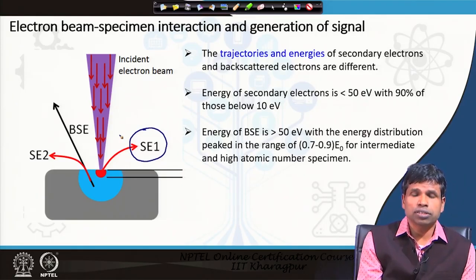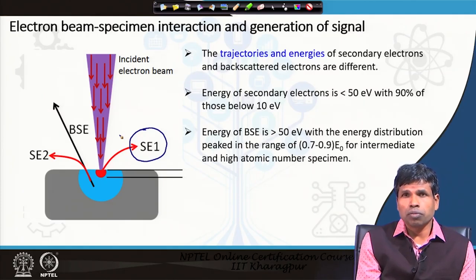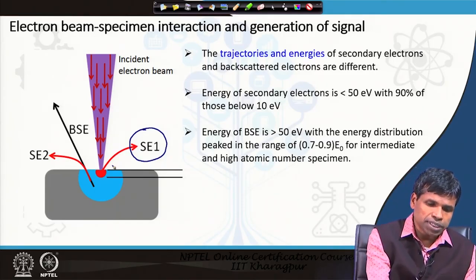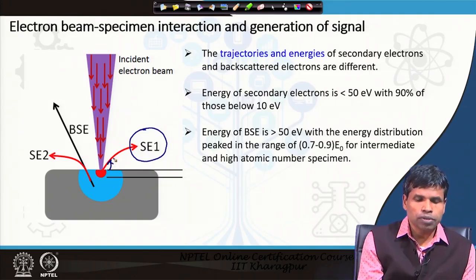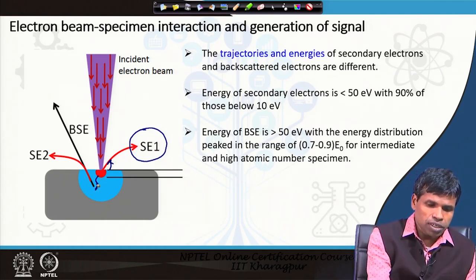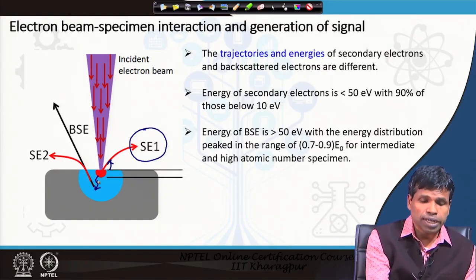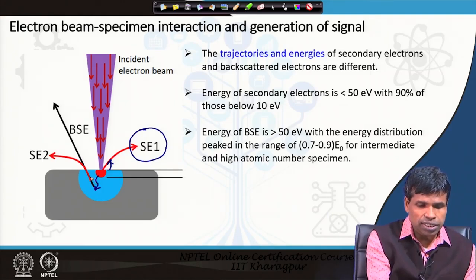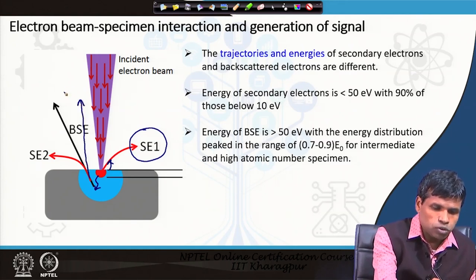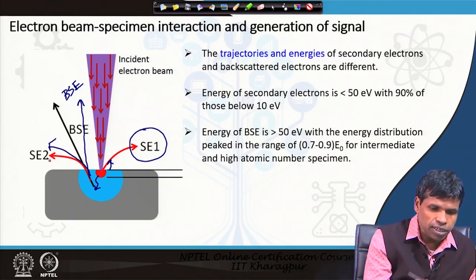The energy of the secondary electrons is less than 50 electron volts, but much of these secondary electrons have energy less than 10 electron volts. And the takeoff angle of these secondary electrons is also low. As you see, the angle between the specimen surface and the takeoff direction is small. In addition to the secondary electrons, the incident beam also passes through the specimen to a greater depth and interacts with different atoms. In this process, it undergoes scattering, etcetera, and comes out with a higher energy, which we term backscattered electrons. It also produces some more secondary electrons, which are termed secondary electron 2, SE2.